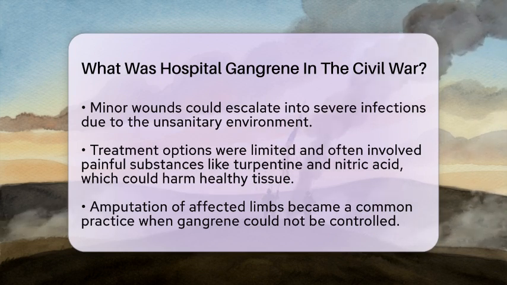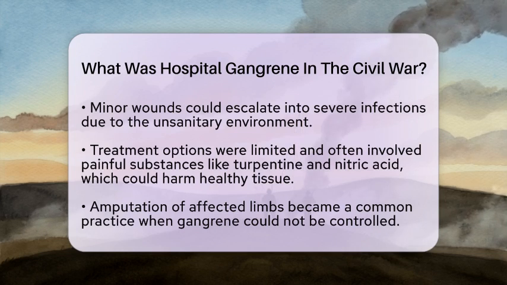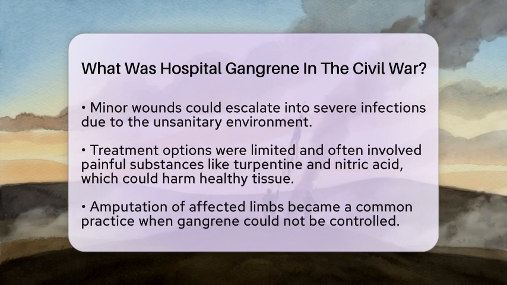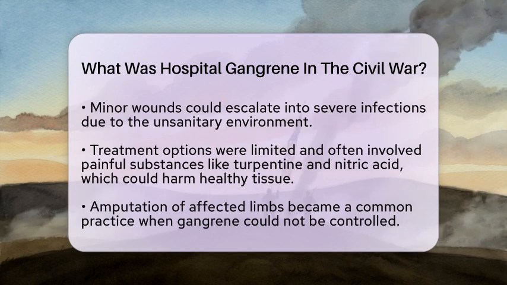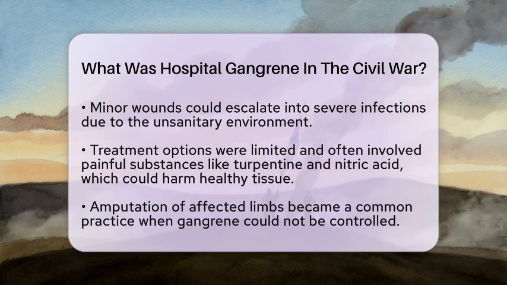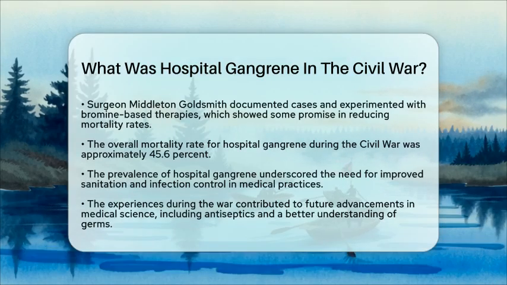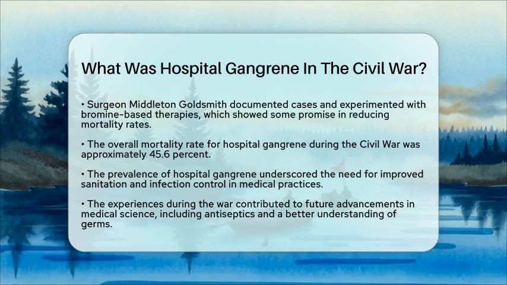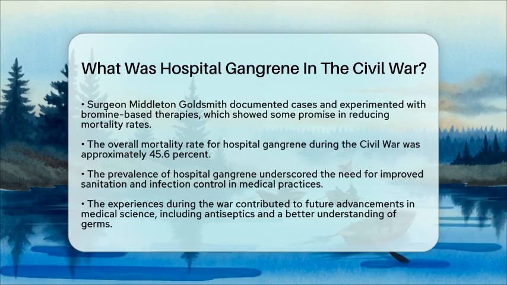Some surgeons, like Middleton Goldsmith, tried to document cases and experiment with treatments. They found that bromine-based therapies could reduce mortality rates in their wards. Despite these efforts, the overall mortality rate for hospital gangrene during the Civil War was around 45.6%. This high rate reflected both the deadly nature of the infection and the limitations of medical care at that time.